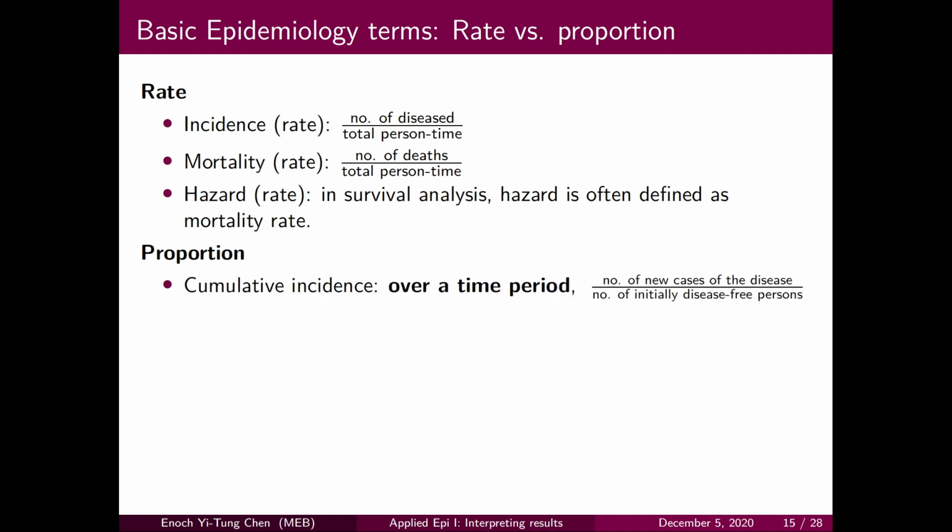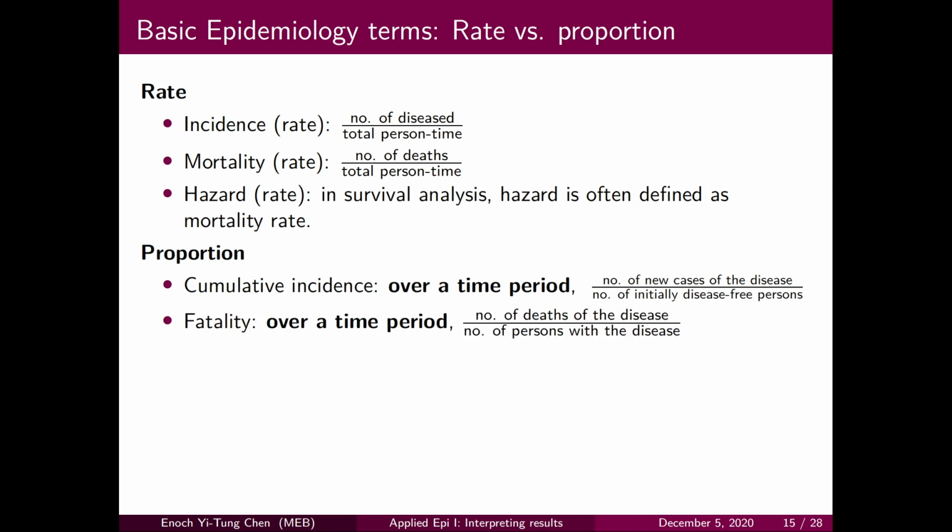Cumulative incidence, over a period of time, is the number of new cases over the initial disease-free persons. You see, there is no time involved in the denominator, but you have to specify over what period. The next one is fatality. Over a period of time, the number of deaths from the disease divided by the number of persons with the disease.